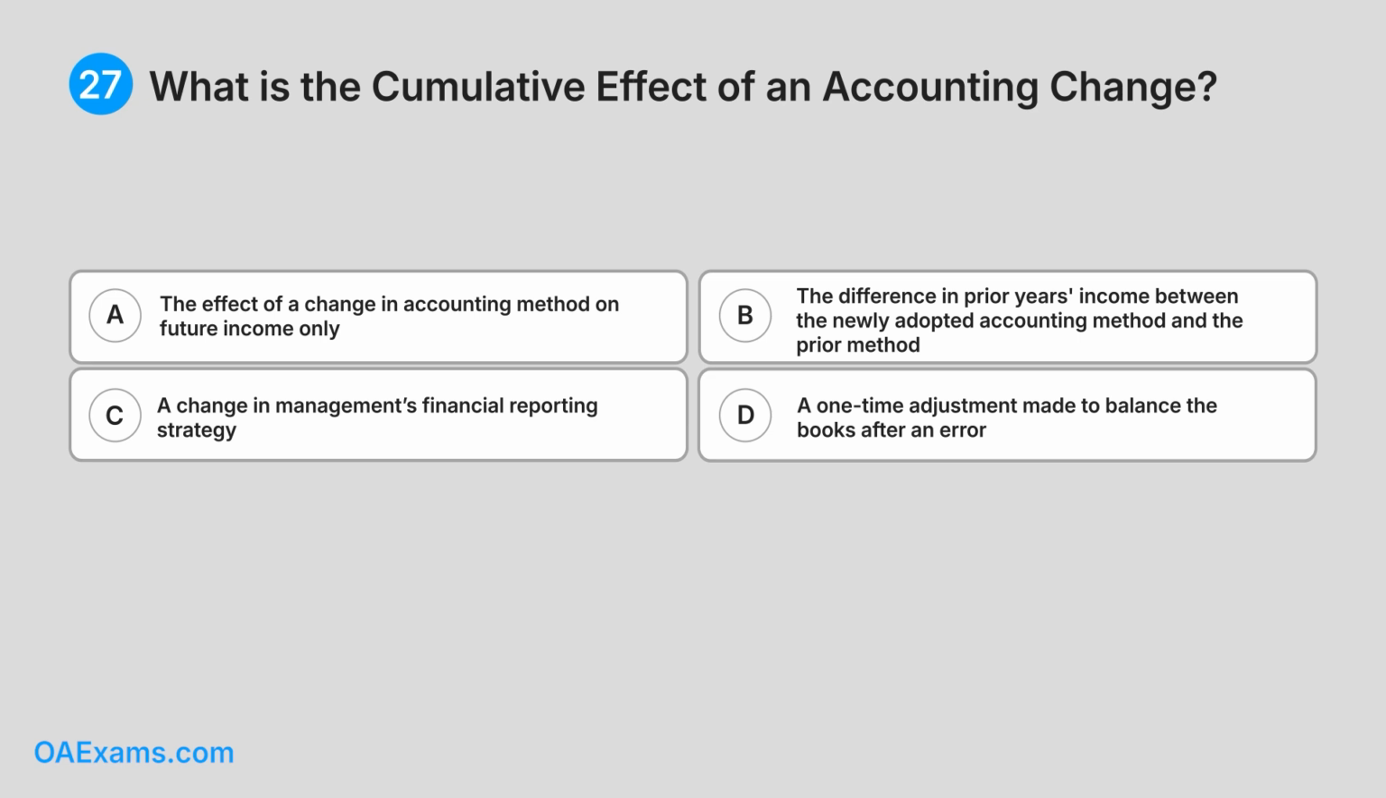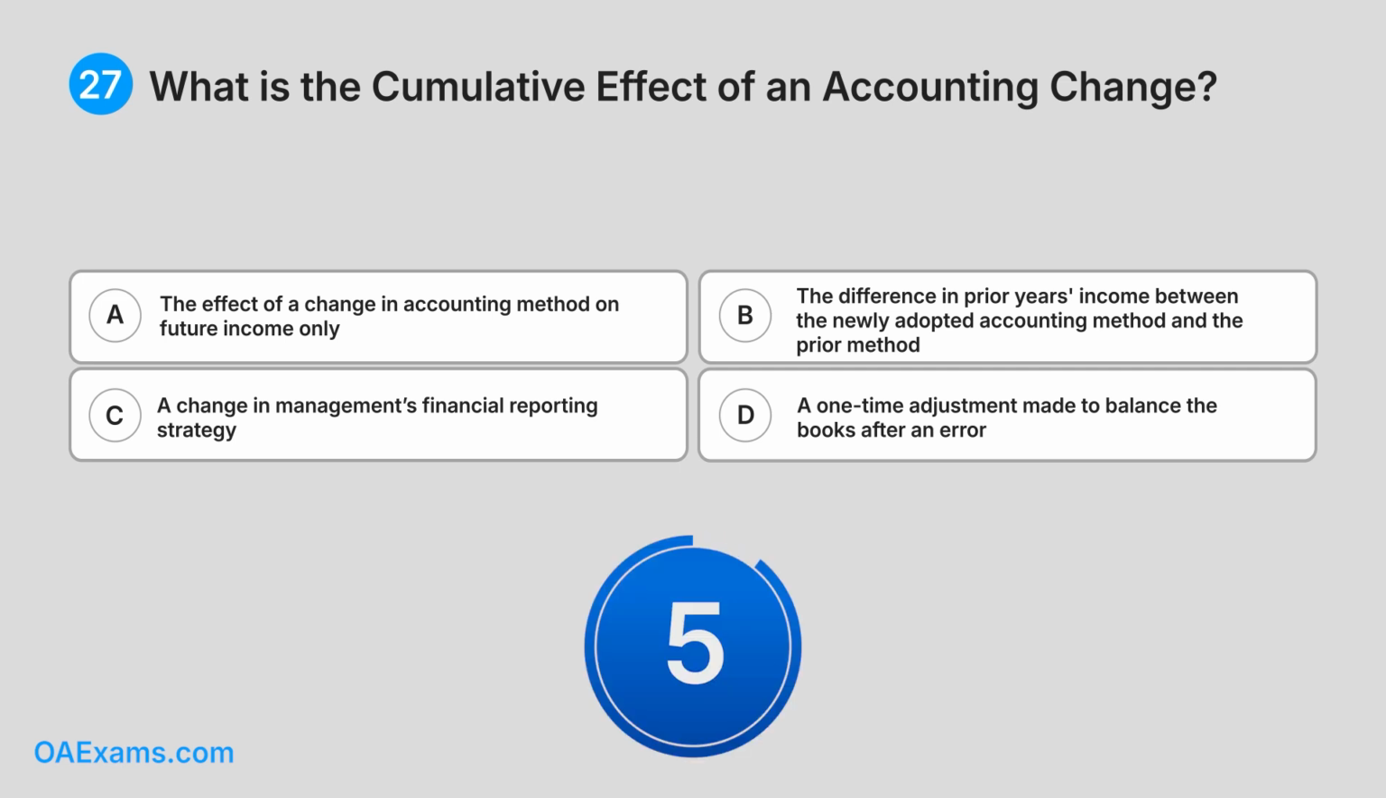27. What is the cumulative effect of an accounting change? A. The effect of a change in accounting method on future income only. B. The difference in prior year's income between the newly adopted accounting method and the prior method. C. A change in management's financial reporting strategy. D. A one-time adjustment made to balance the books after an error. Can you guess the answer?